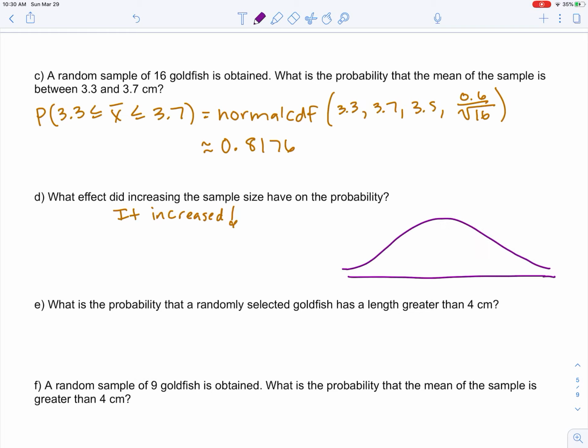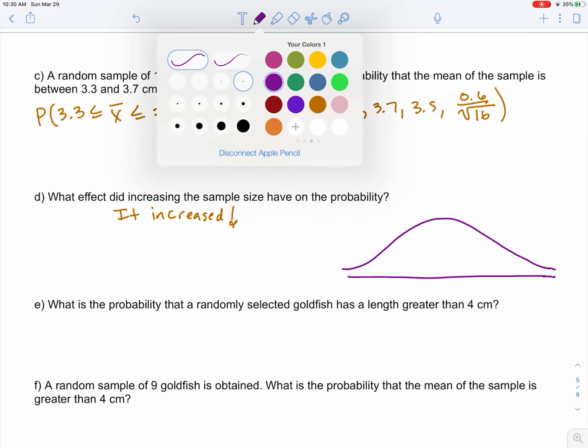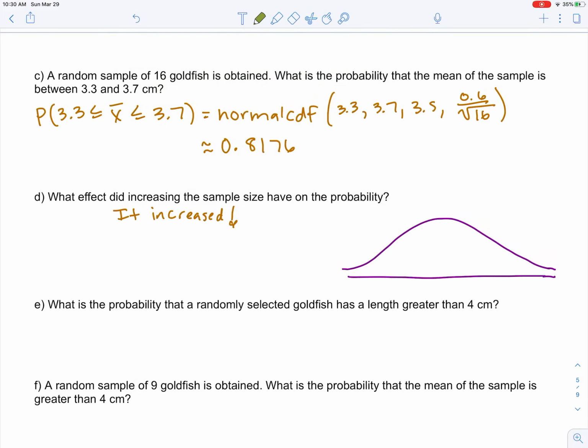So for just the population itself, it might look something like this, the normal distribution, with a standard deviation of sigma. When you take a sample size of any size, it will decrease the standard deviation and make the curve more pushed up in the middle, like this. And the tails will have a lower area, whereas the middle will have a higher area. And that's exactly what happened here.